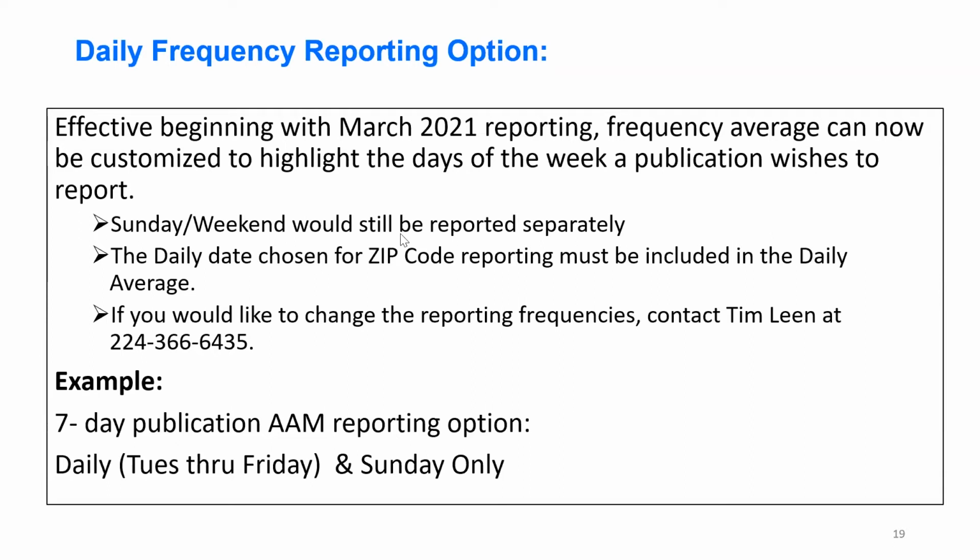If you're a daily publication, for weeklies, if you only have 2 days, it could be combined. But for a daily publication, your Sunday and weekend will always be broken out separately. And then your daily date that you use for your zip code has to be part of the frequency you're reporting. If you do have any questions or if you want to customize your frequencies, feel free to call Tim Lean and he'll be more than happy to make that change for you so we can get that set up for you in the filing tool.